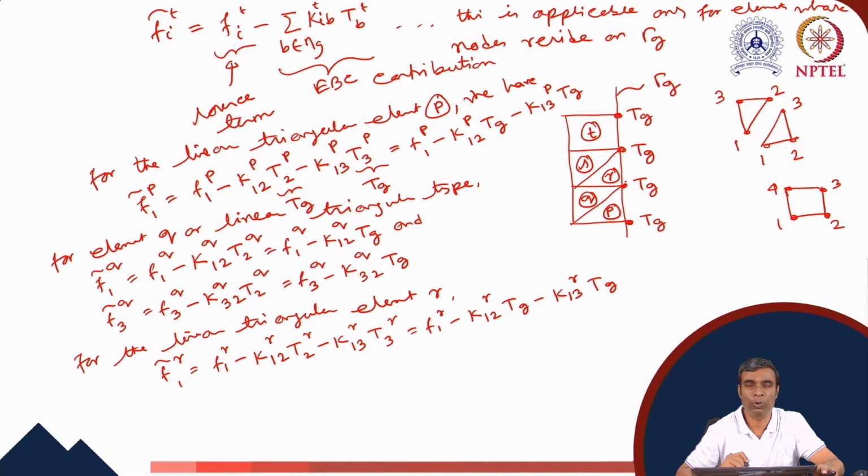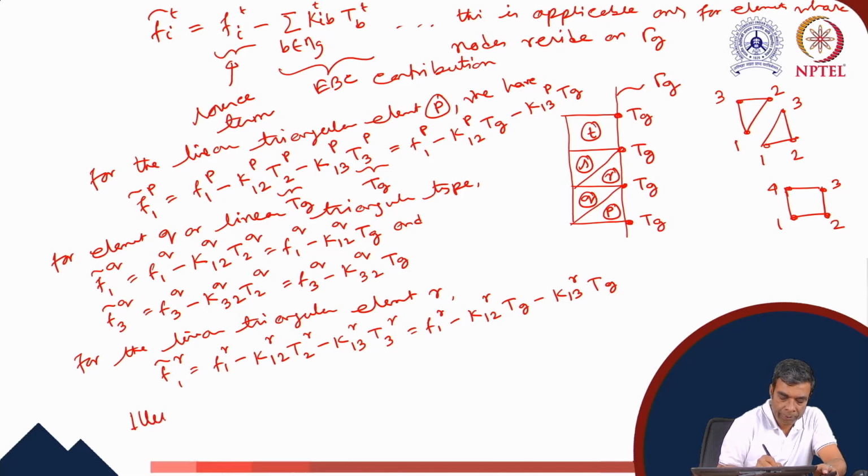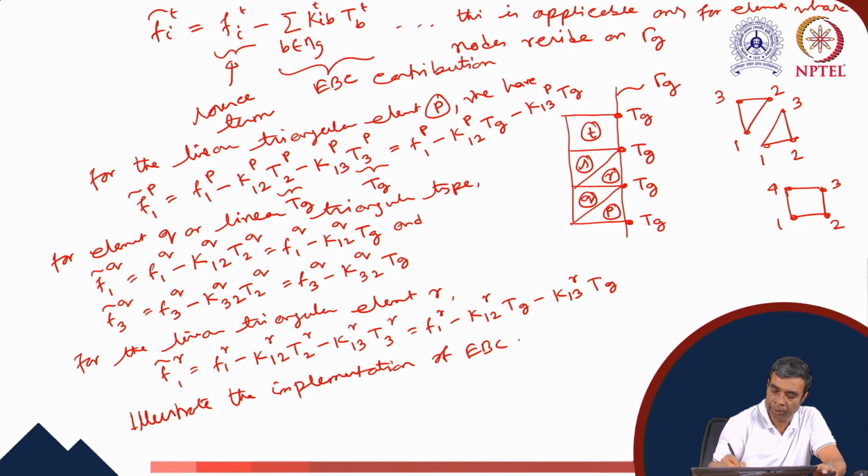This concept we can show now for 1 dimension. Now, we illustrate the implementation of EBC in 1 dimension. So let us consider a boundary element E with local nodes 1 and 2. At the rightmost node, temperature is given as Tg.